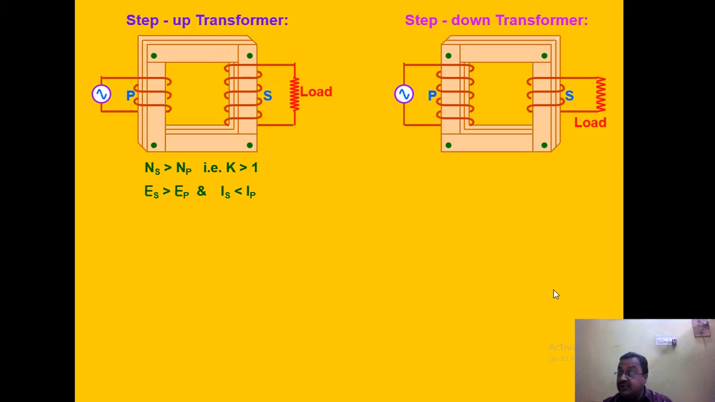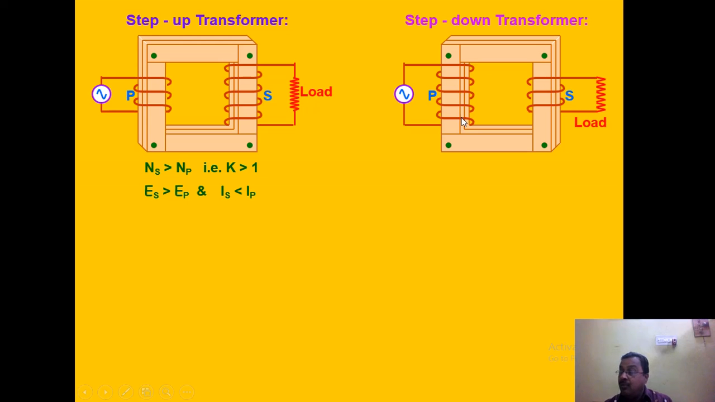So what is the difference between these two? A transformer in which the voltage across the secondary is greater than the voltage across the primary will be called a step up transformer. That is, if the voltage across the secondary, meaning output, is more than input, it is step up. But if output is less than input, it will be step down.